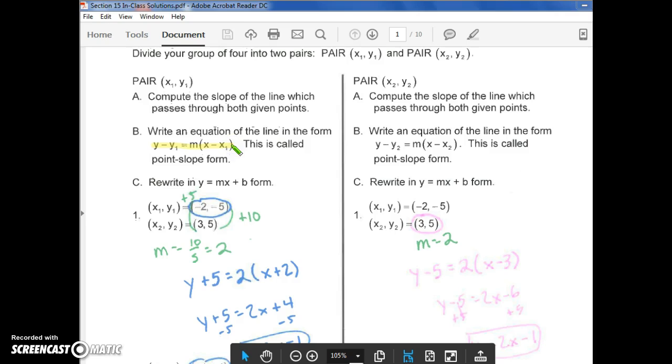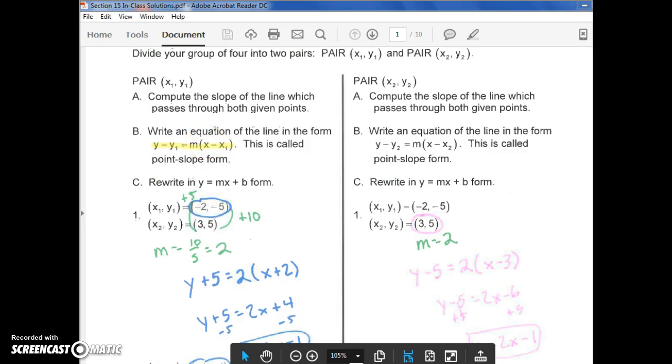The reality here is that x1 and y1 are the points that we're plugging in, and m is the slope that we're plugging in. This y and this x are going to remain. However, we'll see later that it's not necessarily y's and x's we're dealing with. It's more of an output and an input.